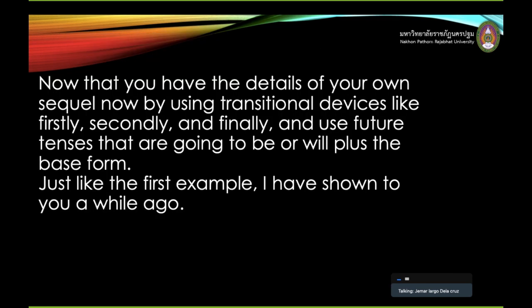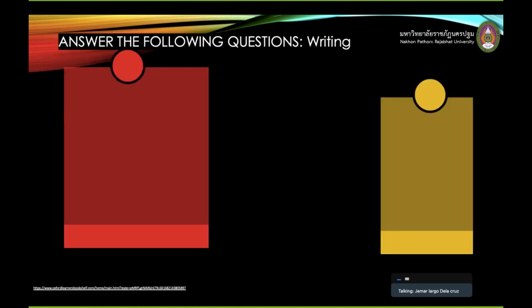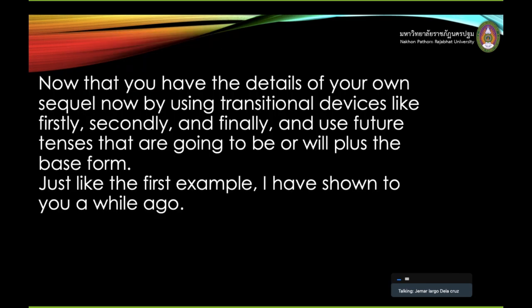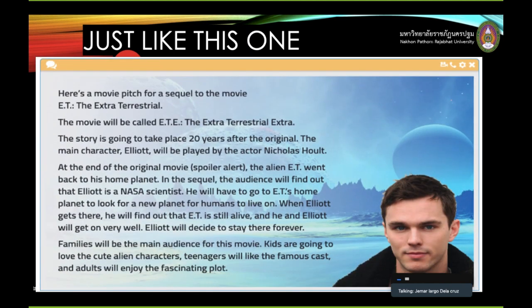Now that you have the details of your own sequel, by using transitional devices, for example, you say, firstly, the main character, and then secondly, the sequential events, if you like. Just like the first example I have shown you, you can write a movie sequel like this and think of a movie sequel. If you can think of one, you can use Thai movies, but make sure that you write it in English. Okay, good. Now, we are done with the writing, so thank you so much. I hope you can do writing about that.